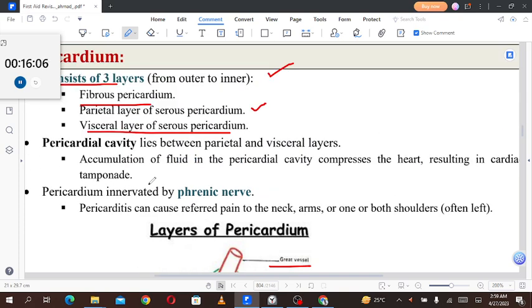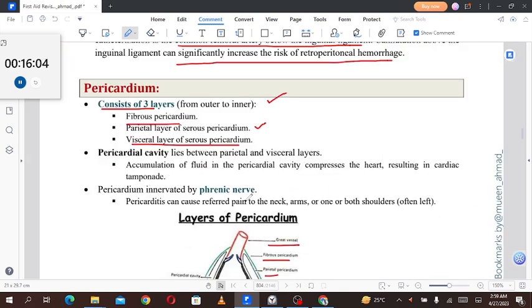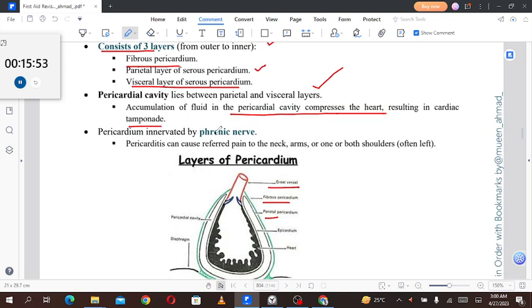The pericardial cavity lies between the parietal and the visceral layers. Accumulation of fluid in the pericardial cavity compresses the heart, resulting in cardiac tamponade. The pericardium is innervated by the phrenic nerve.